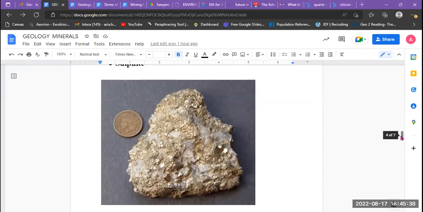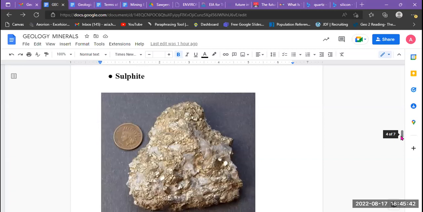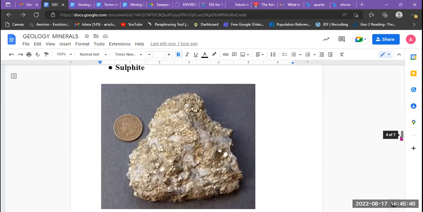All right, yeah. Yeah, so sulfite here has that sort of yellow looking thing. It almost looks goldish. Oh, yeah, it is. What do you think about sulfite?